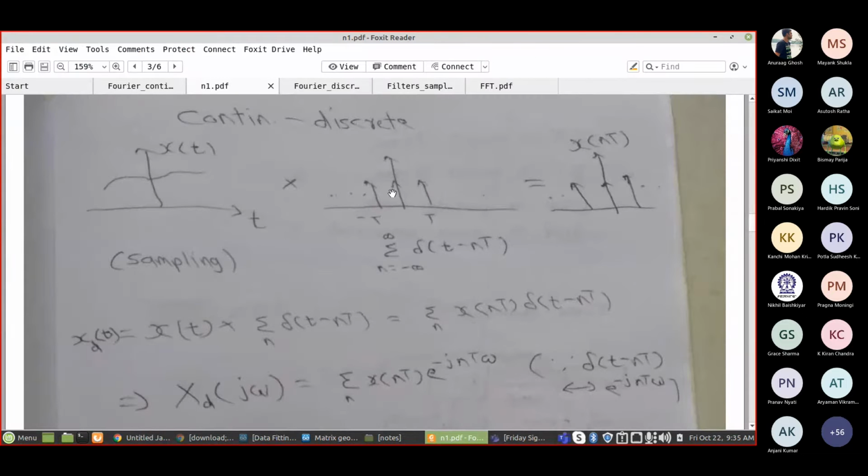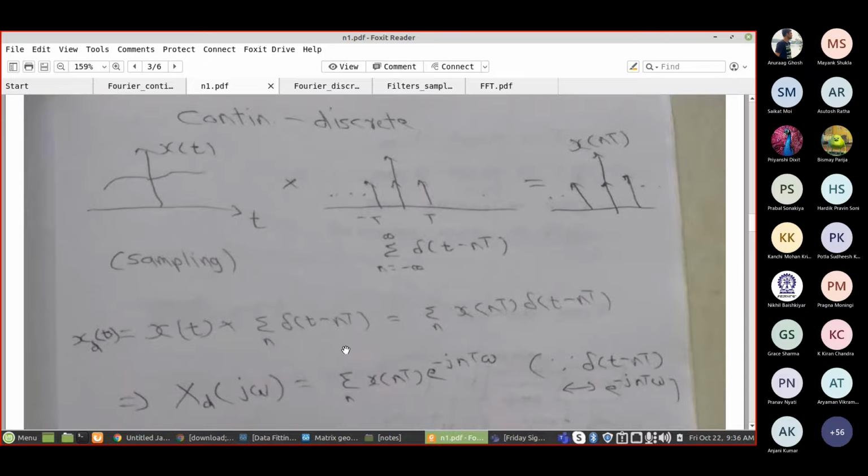Okay. So this is our operation. I hope this is fine. You multiply this with a train of impulses and you get these discrete impulses. They need not be of the same magnitude. They are just this function x sampled at these time instances, so whatever the magnitude of x is, that is the magnitude of these impulses.